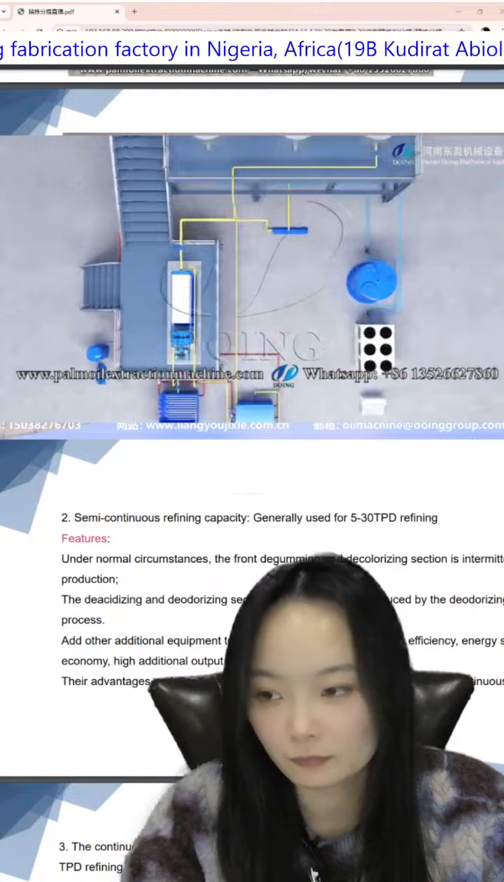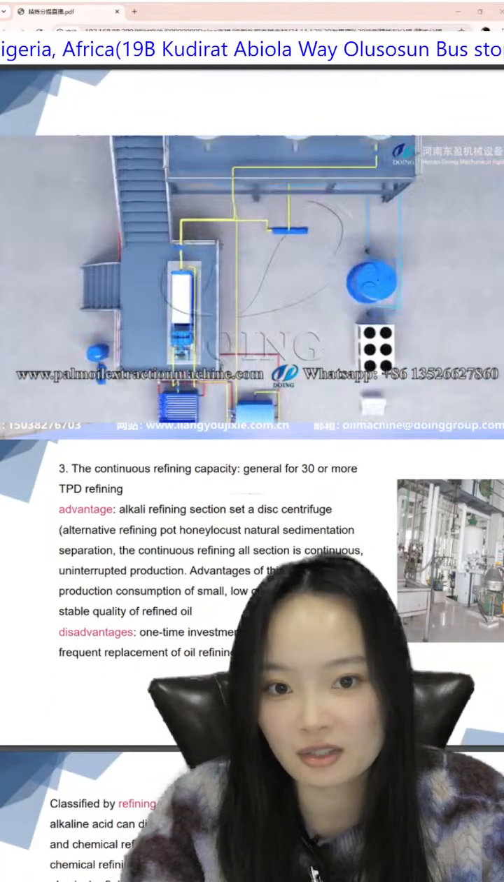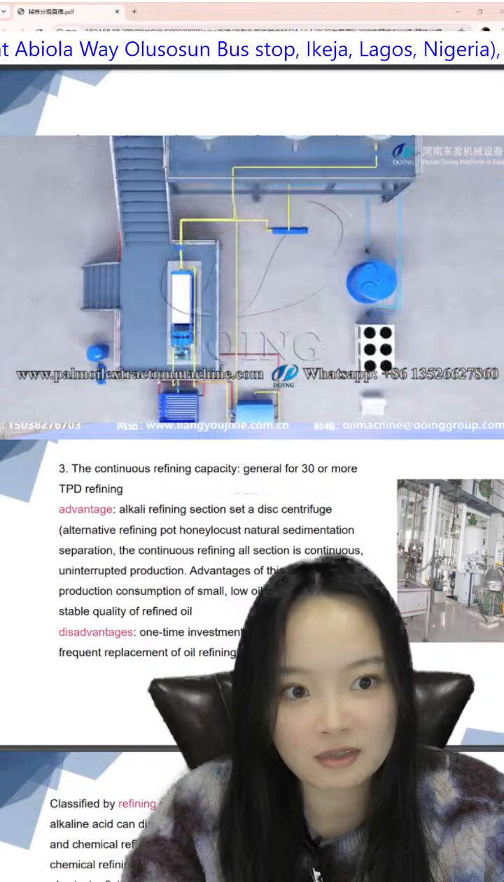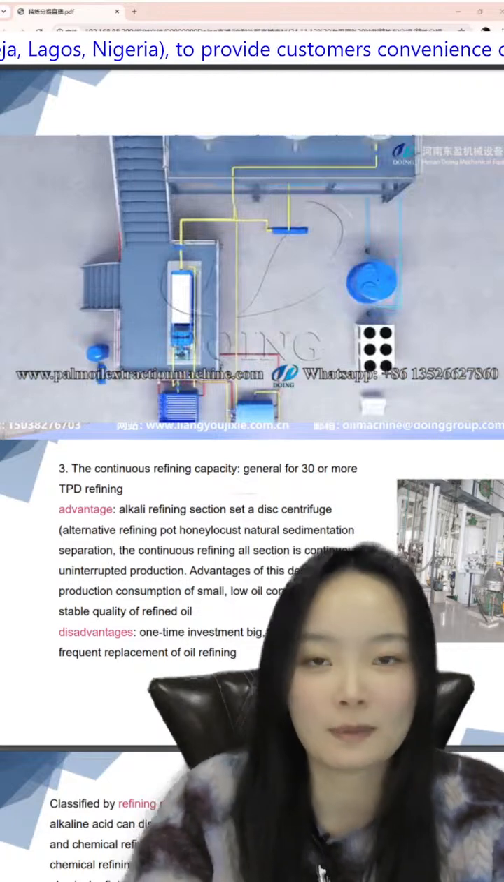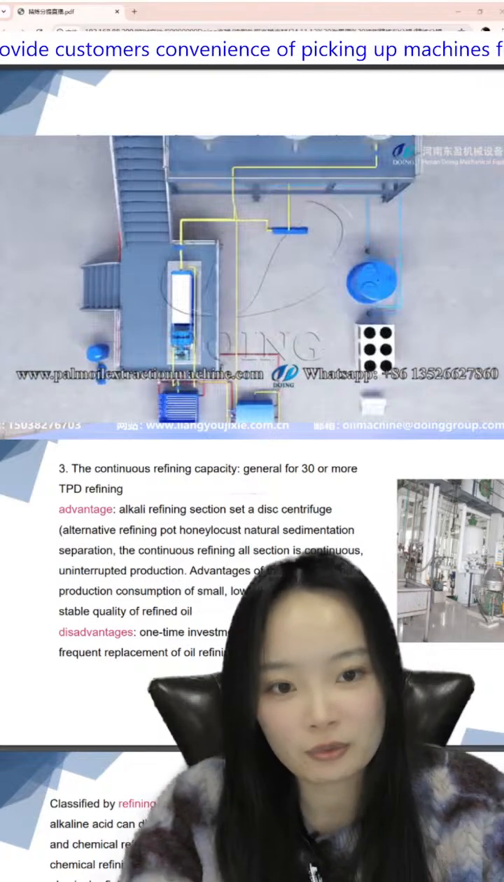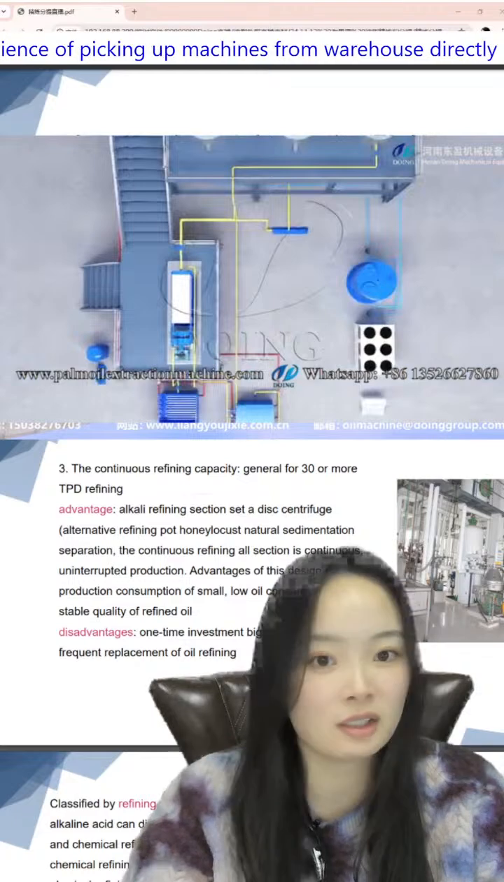Okay, next part. Last is the continuous refining, and the capacity is generally 30 or more than 30 tons per day. If your capacity is more than 30 tons per day, I recommend you use the continuous refining.